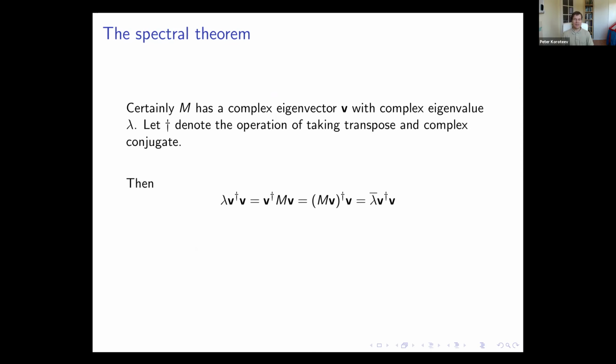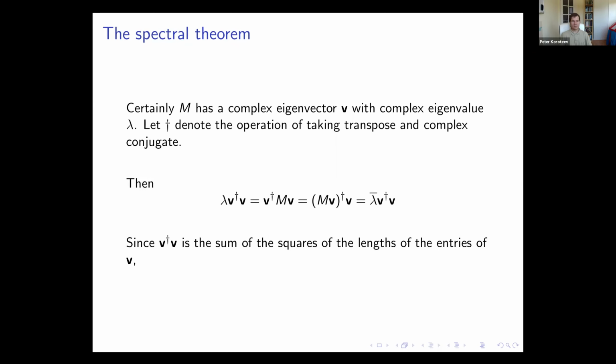Now, lambda V dagger V is equal to V dagger MV, and is equal to (MV) dagger V, which is equal to lambda conjugate V dagger V. So the algebraic manipulations with this dagger symbol are the same as with transposition, only now, if the eigenvalue is complex, after we apply the dagger operation, we get the complex conjugate of lambda, the eigenvalue.